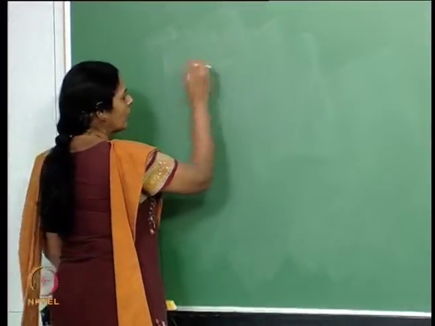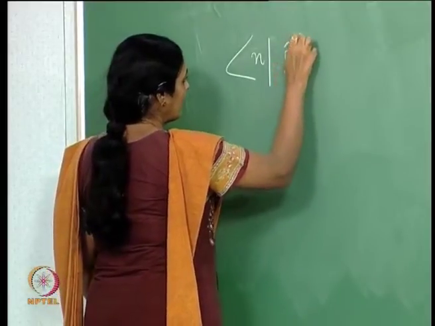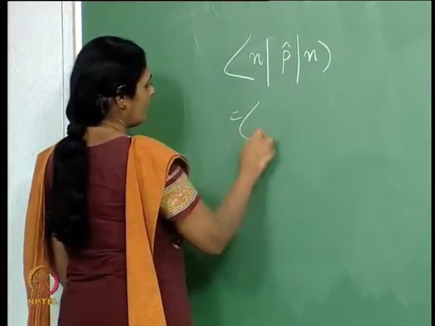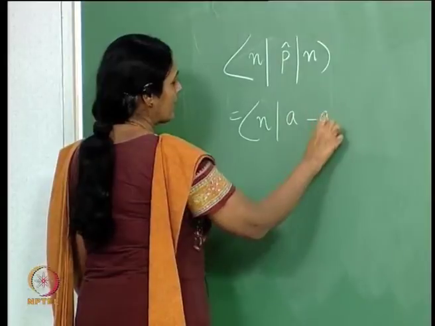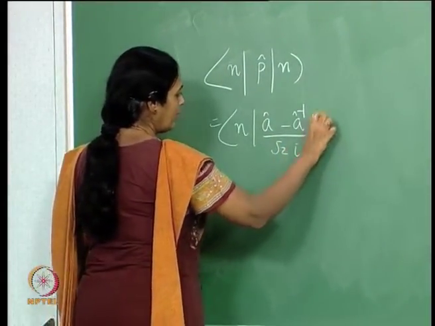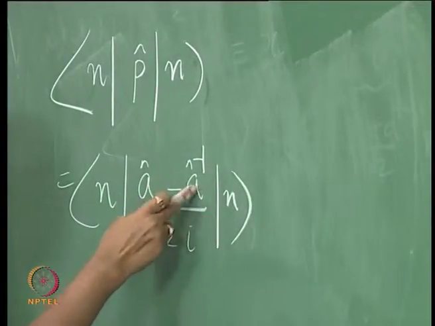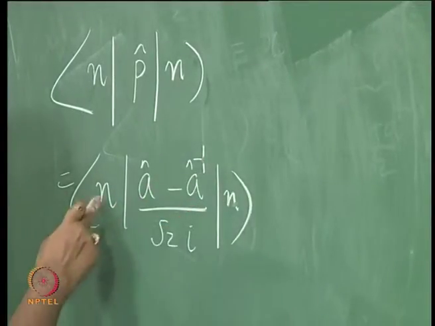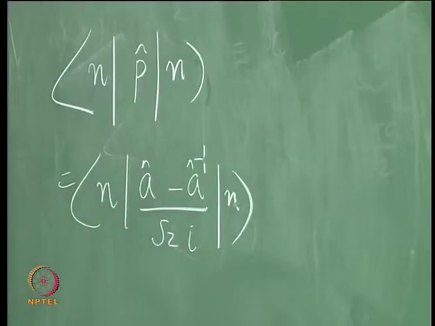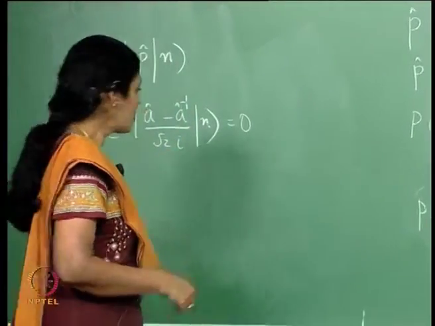Once more, in the abstract notation, I had <n|P|n> was <n|(a minus a dagger)|n>, these are all operators, by root 2i. And once more, the fact that a lowers n to n minus 1 and a dagger raises n to n plus 1, and the states are orthogonal to each other. In any state, any energy eigenstate of the harmonic oscillator, this was 0.